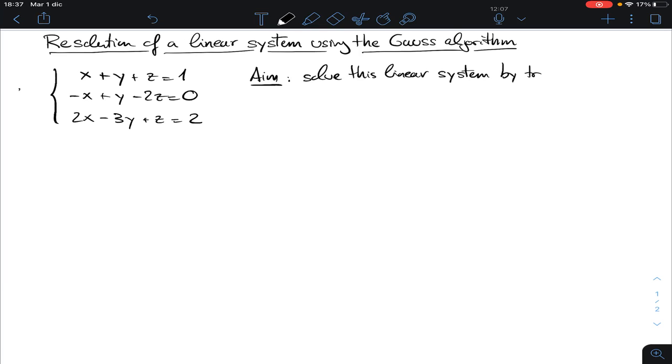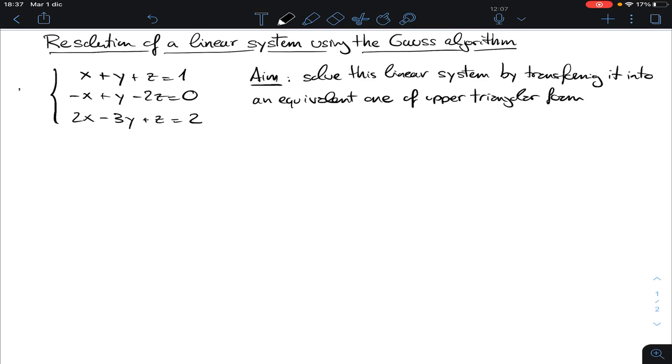by transforming it into an equivalent one. And this means having the same solutions, an equivalent one of upper triangular form. And as you might remember, this transforming into an equivalent linear system may be done by using three operations, which are the following.